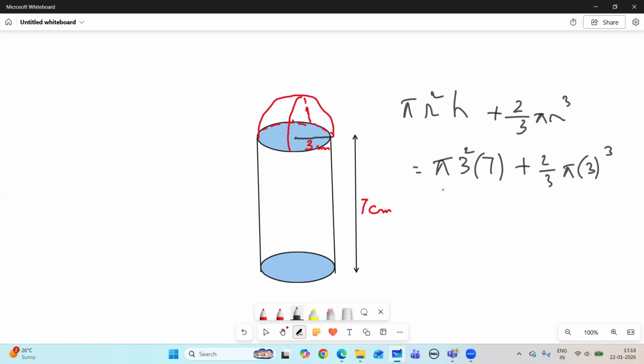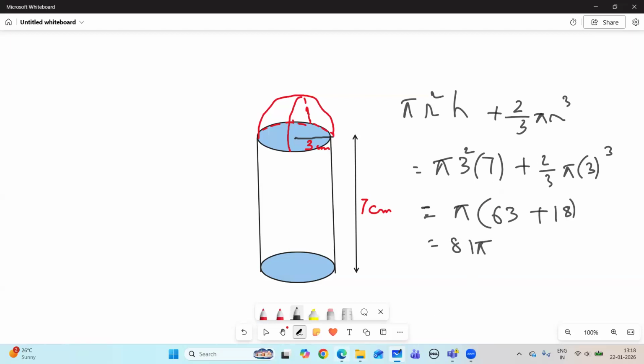Now pi into r, which is 3 units, 3 square into h, which is 7. So 3 square is 9, into 7 is 63. Taking pi common, since pi is present in both terms, we take it out. The 3 cancels in the second term, leaving 3 square into 2, which is 9 into 2 is 18. So 18 plus 63 is 81. So this is 81 pi.